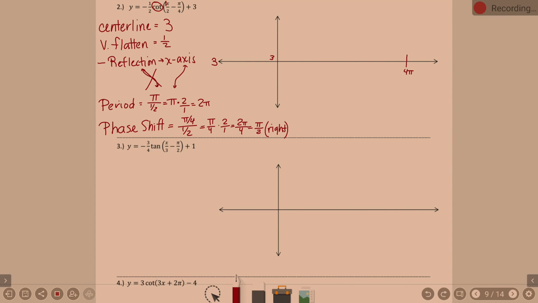Okay, so 4 pi. Well, a period is 2 pi, right? So we're going to break this. So right there, 0 to 2 pi is a period, 2 pi to 4 pi is a period, right? In each period, what do I always need to mark? Midpoint. The midpoint, right? So from 0 to 2 pi, the midpoint is going to be pi. From 2 pi to 4 pi, the midpoint is going to be 3 pi. So now I've got 2 cycles and their midpoints marked. Yes? Yeah.